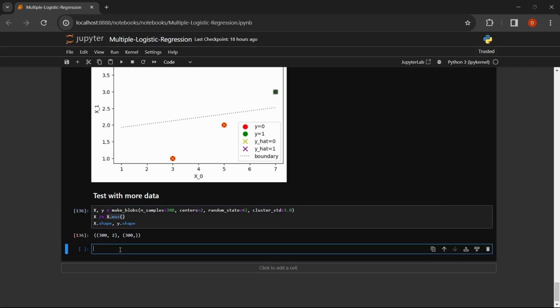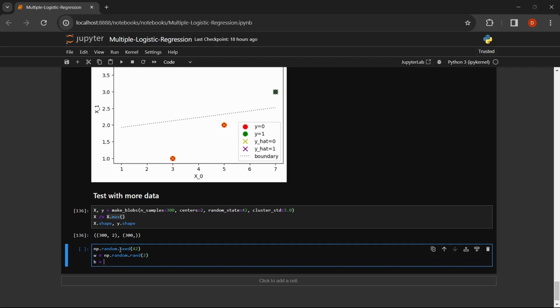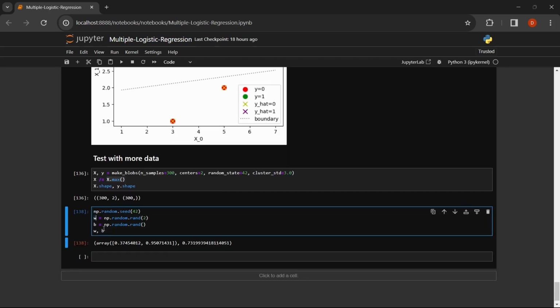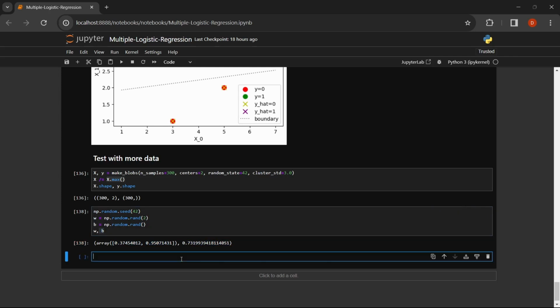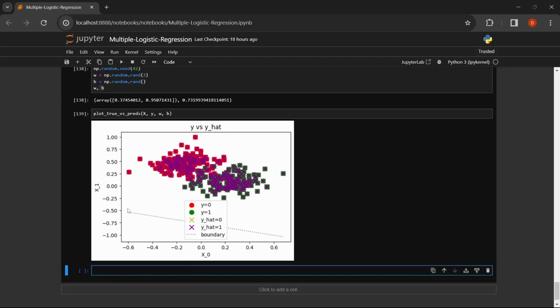Now let's initialize some weight and bias values and see what the decision boundary looks like before training the model. Alright, so here we have an initialized weight vector with 2 elements and a bias of a single scalar element. So let's plot the decision boundary of this to see how our model looks before training. Alright, and it obviously looks like our model has not trained yet because our decision boundary is way down to the bottom and everything is being predicted as a y hat equal to 1. So now let's train our model and see if we can get some improved results.